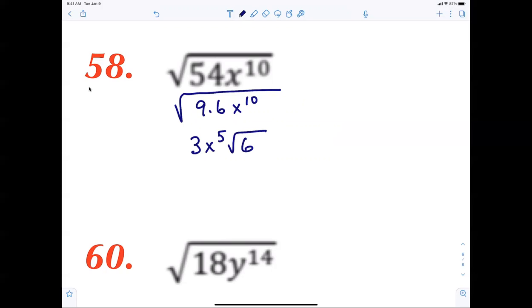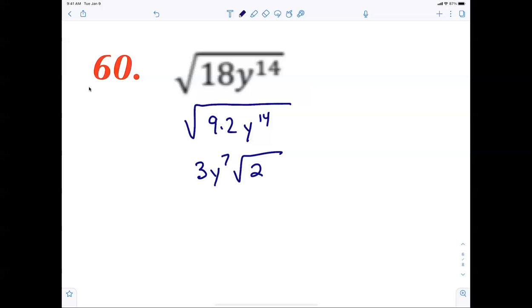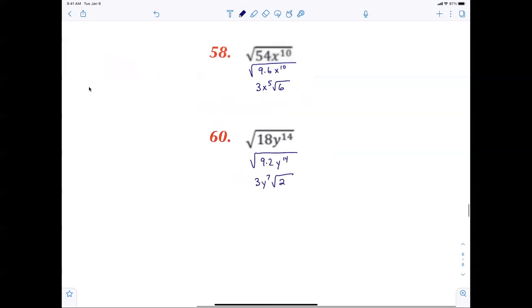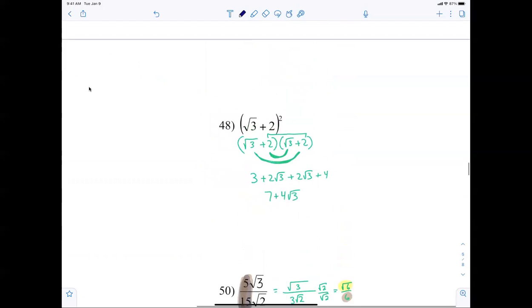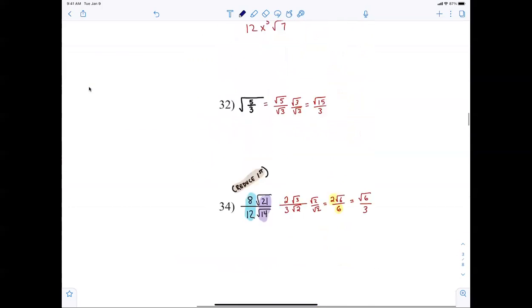Perfect. Do we have to show our work? Nope. Anybody have any questions? Anybody? Okay, there you have all the evens. Quick look over the evens. Does anybody need me to repeat any of the evens?